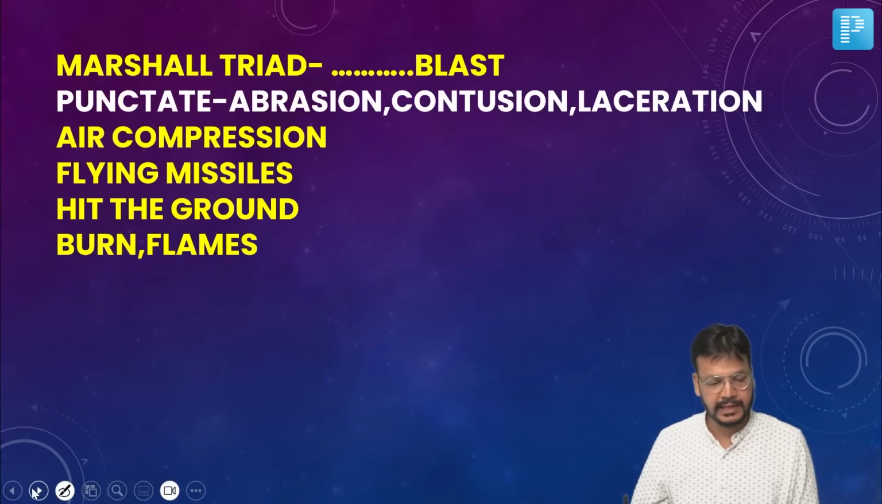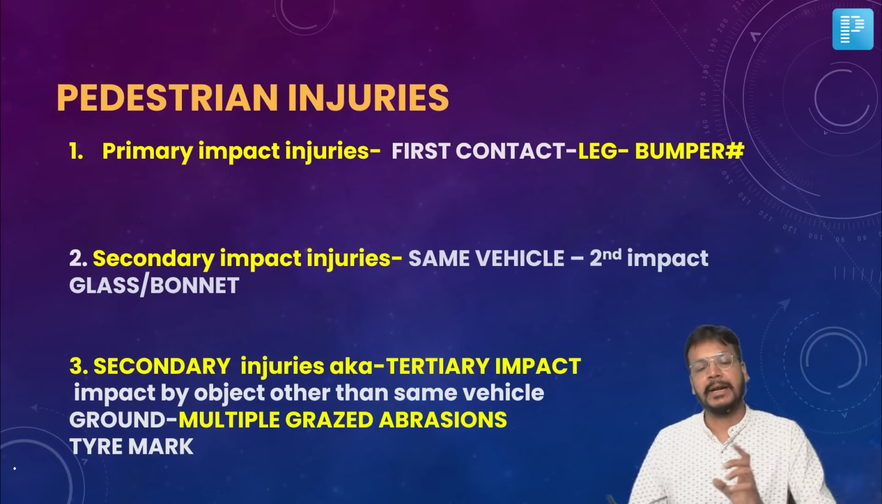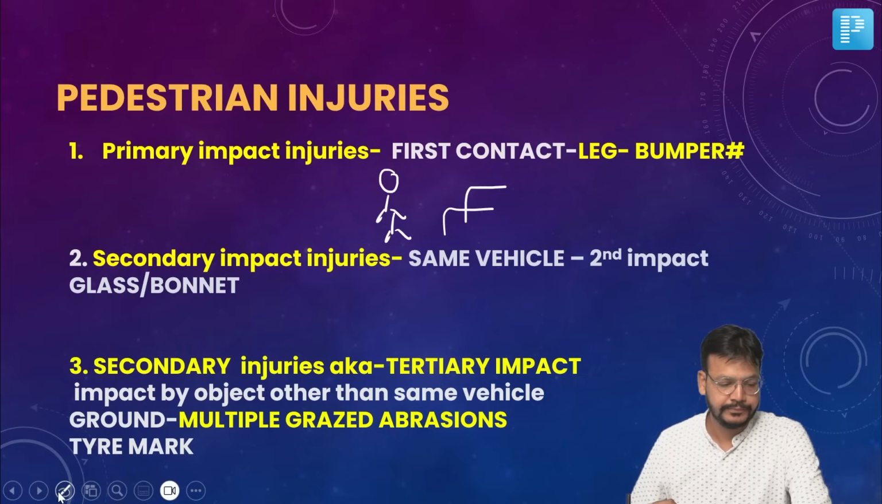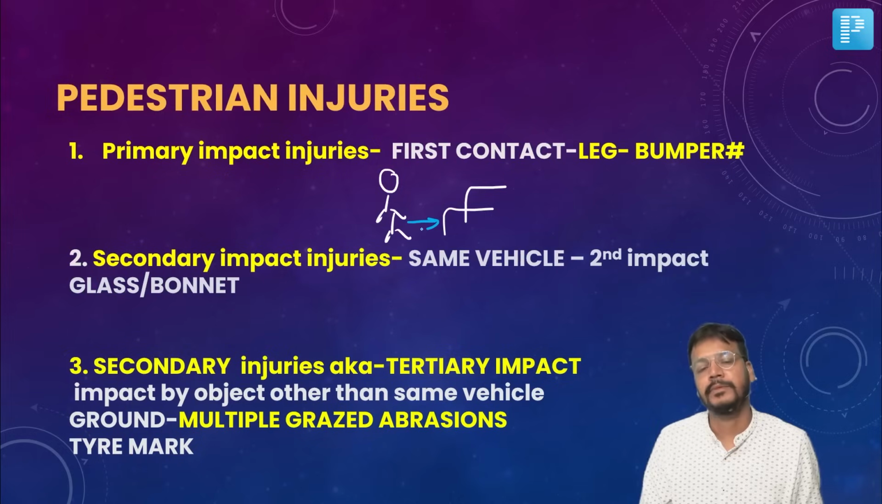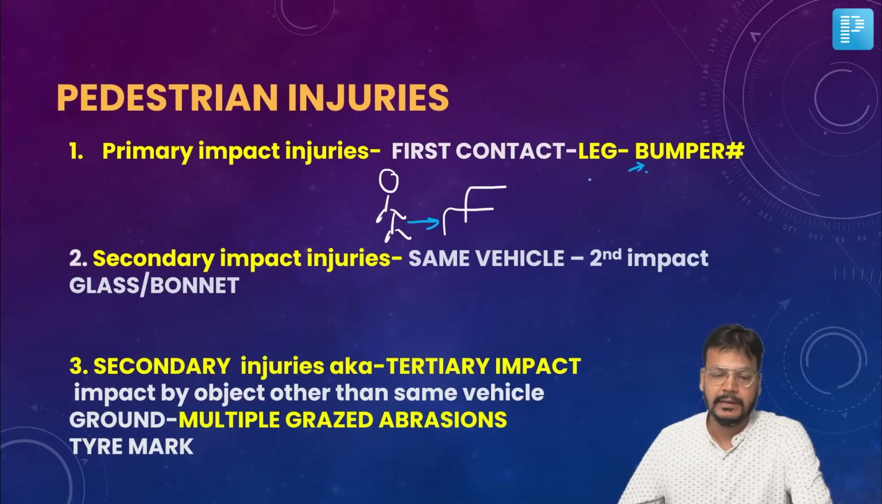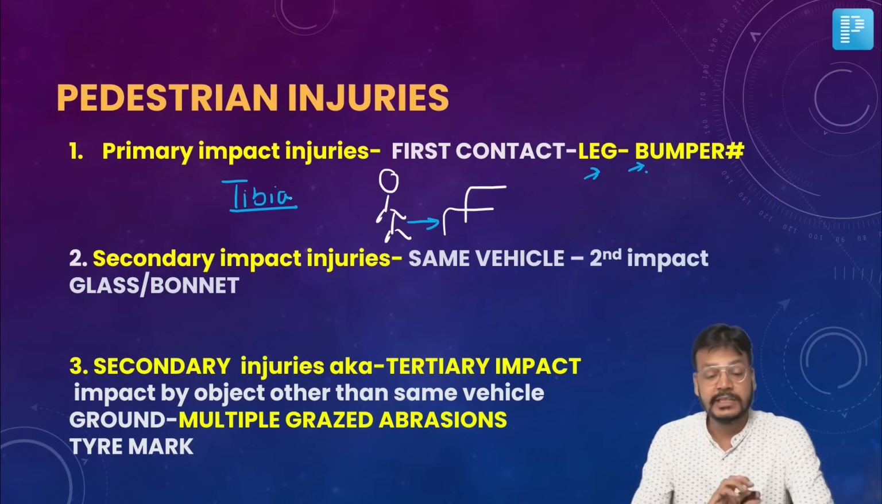Sir, in pedestrian injury, you can see, I will show you this graph. This diagram is important. That is the primary impact. See, this is the pedestrian, and it is hit for the first time. This is the primary impact. In primary impact injury, the most commonly affected part is the leg, and that will cause bumper fracture. Bumper fracture is a fracture of the tibia bone, mostly the tibia. So this is the primary impact.